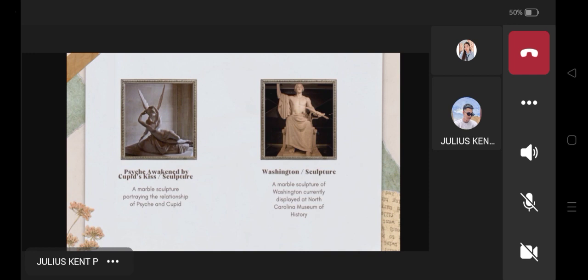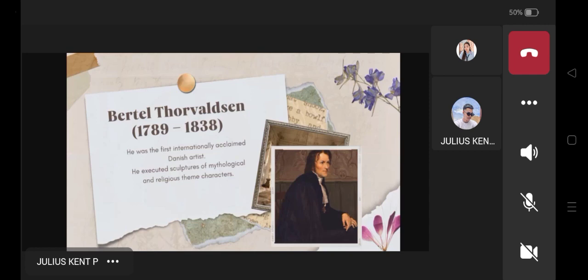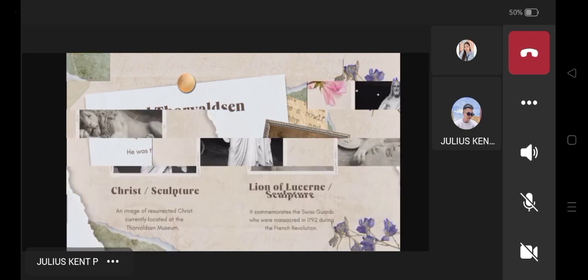And yung next natin na artist ay si Bertel Thorvaldsen. He was the first internationally acclaimed Danish artist. He executed sculptures of mythological and religious themed characters. Si Bertel naman ay pinanganak November 19, 1770 sa Copenhagen, Denmark. At namatay siya sa Copenhagen, Denmark, March 24, 1844. At ito yung mga famous artwork niya.